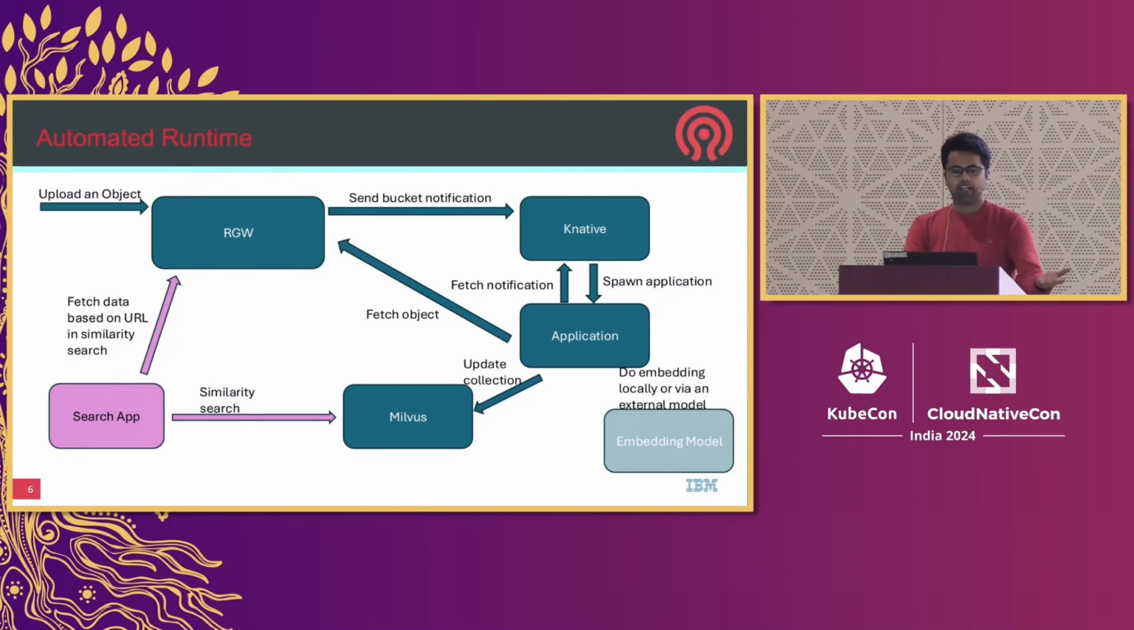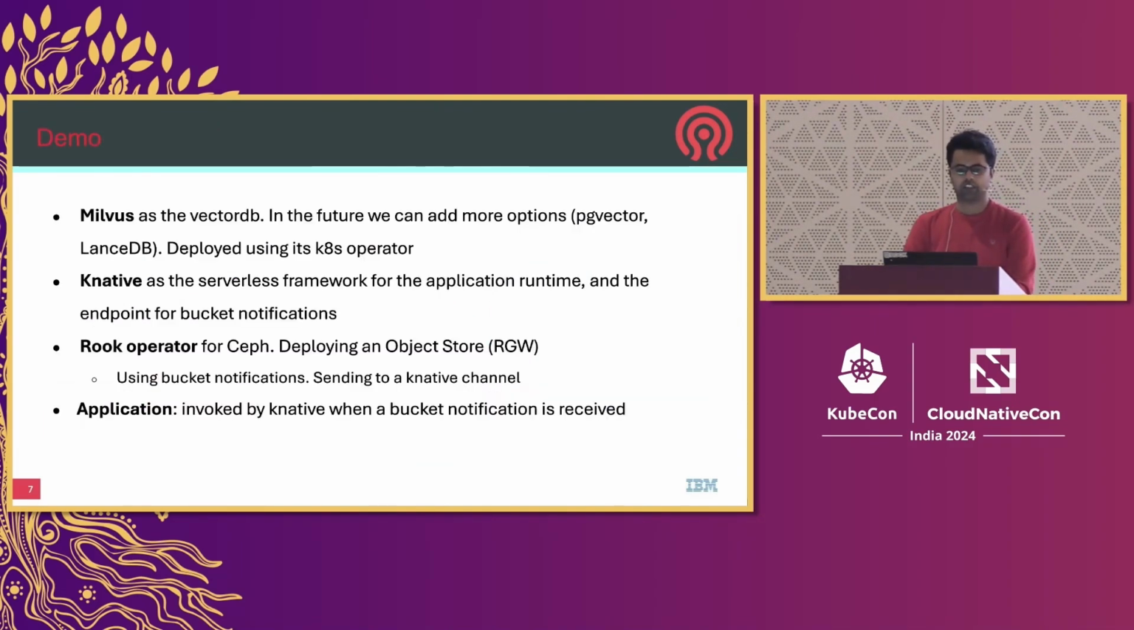The other part is I have a search application. In it I can search, say, for today I'm planning to cover the image scenario. So I can search an image and it will give me the best result from the Milvus database. Okay, so for the demo, these are the moving parts.